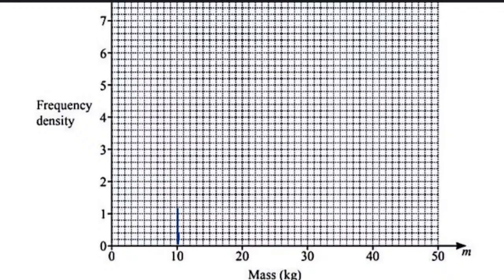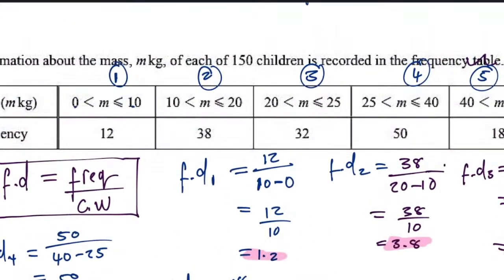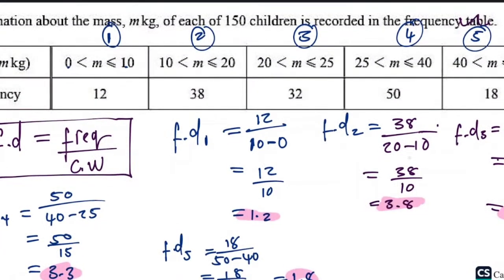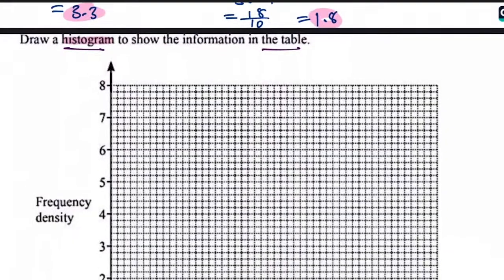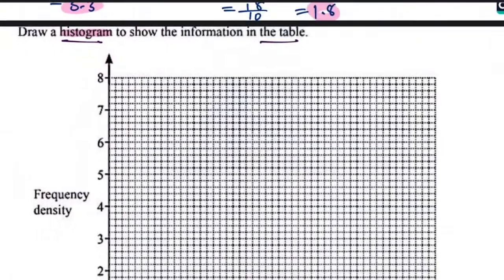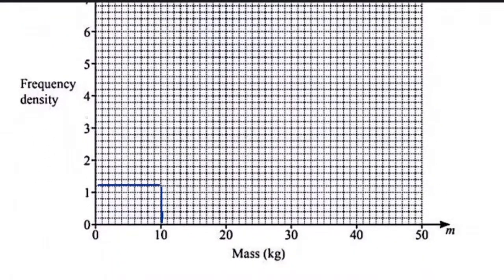All right, there we go. Then we go to the next one. It is 3.8 from 10 all the way to 20. We look for frequency density 3.8. This is 3.2, 3.4, 3.6, 3.8. There we go. It's going to be 3.8 from 10 to 20, so it's going to be 3.8 here.